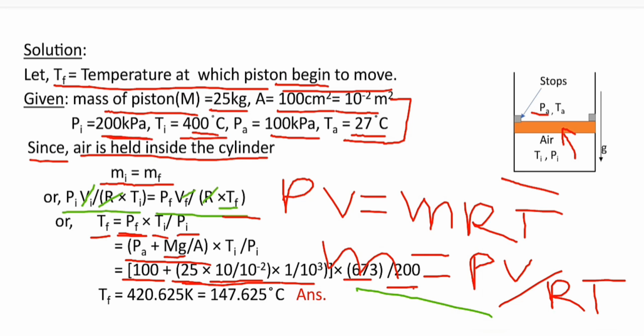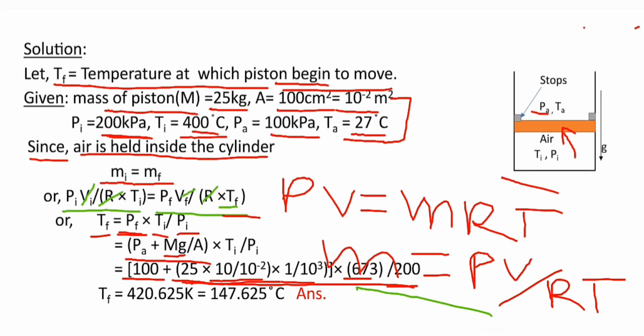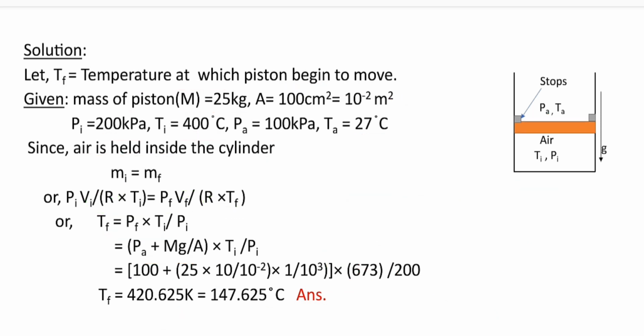So after calculating it, we get the value of Tf, which is equal to 420.625 Kelvin, and in degrees Celsius it is equal to 147.625 degrees Celsius.